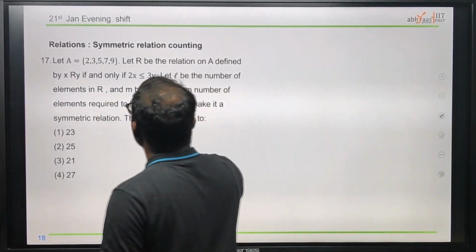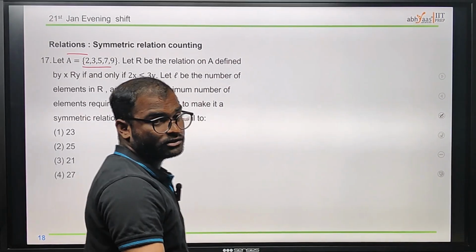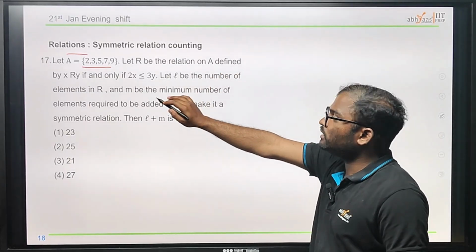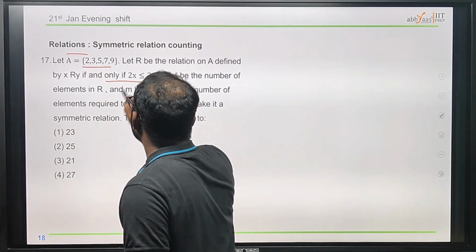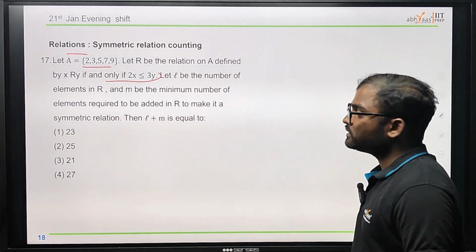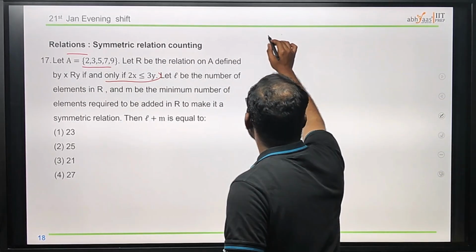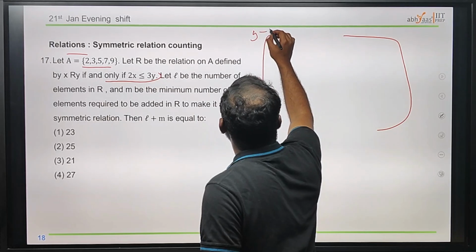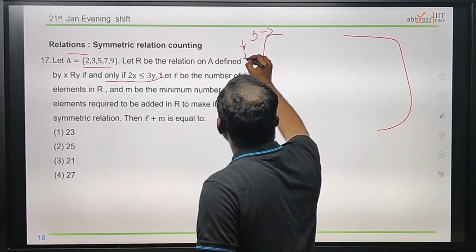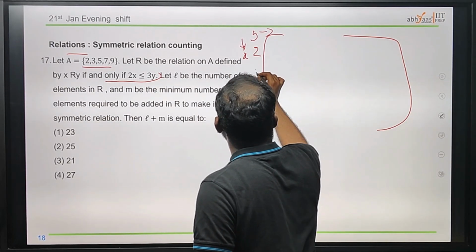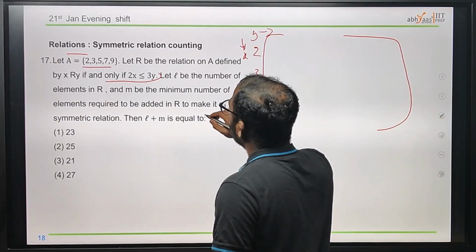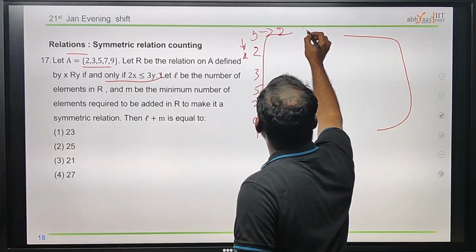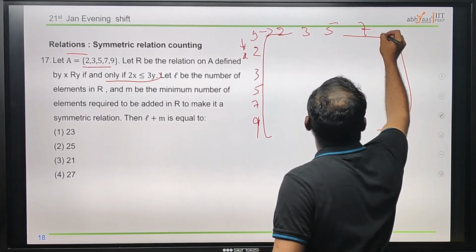Now next one we have on relations. The given set A has 2, 3, 5, 7, 9. Now the relation on A is defined such that x is related to y only if 2x is less than or equal to 3y. It's just like the matrix method, we can easily solve. See here, they given take y this side and take x this side. Therefore 2, 3, 5, 7 and 9, and similarly here as well 2, 3, 5, 7, 9.